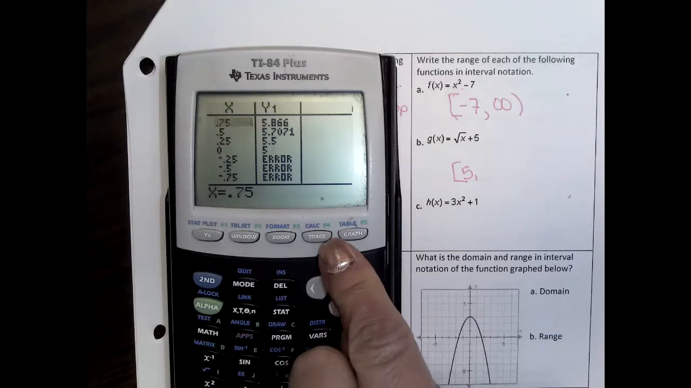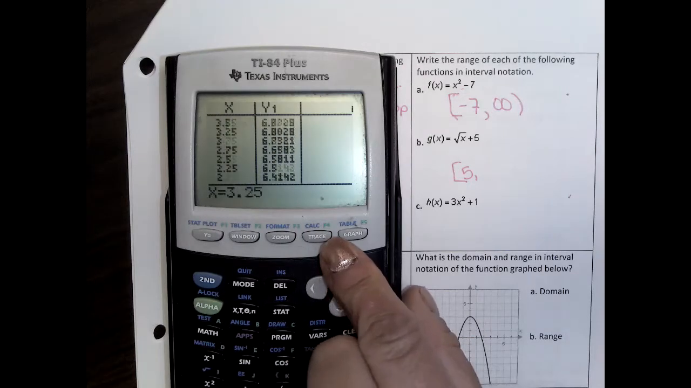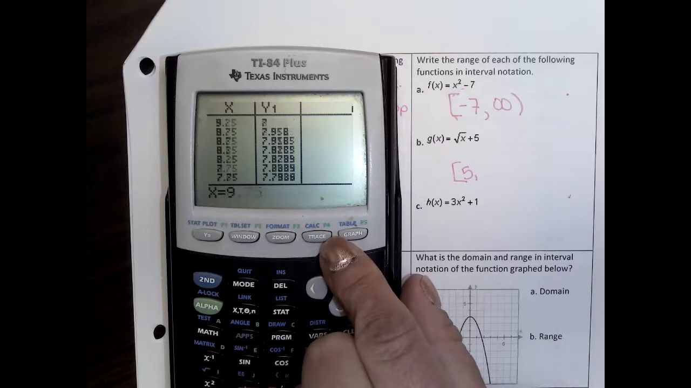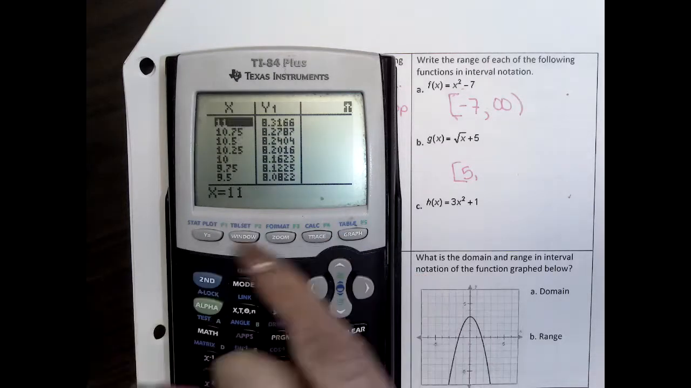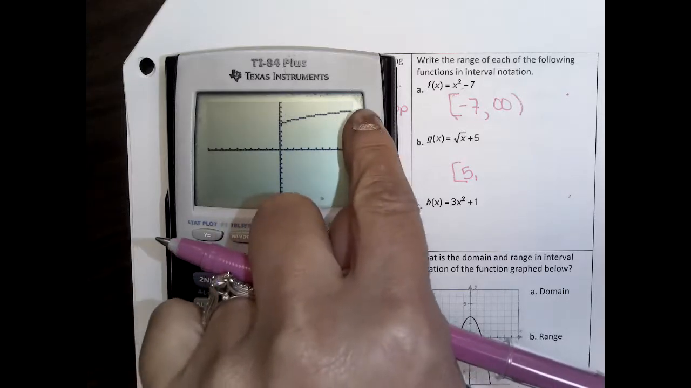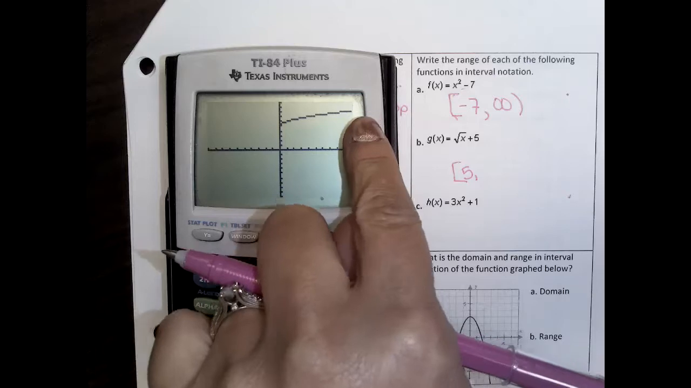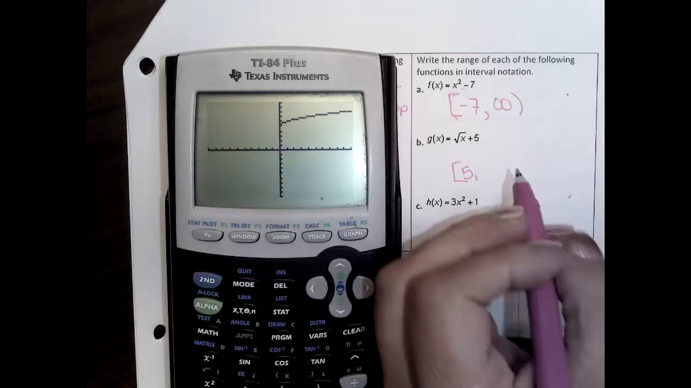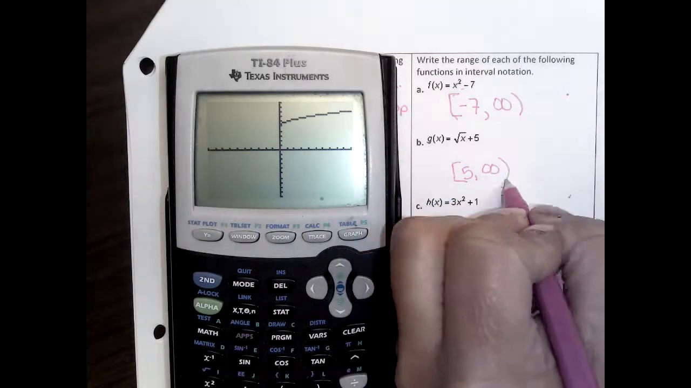And my highest y value that I can get, well, it looks to me like it's going to go on forever. And once again, if you look at that graph, it stopped and it was getting higher, but it just stopped because we don't have any more room on our screen. So it's going to go to infinity.